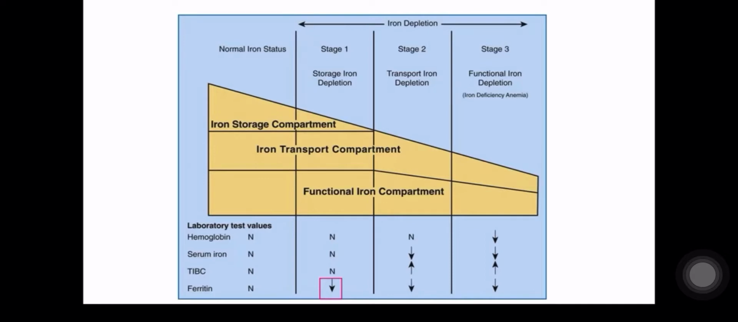In stage 2, we have the transport iron depletion. As you can see, ferritin is of course low, and there are now iron losses. In compensation to this iron loss, total iron binding capacity will increase. And lastly, we have stage 3, functional iron depletion. In here, almost everything is decreased, even hemoglobin.